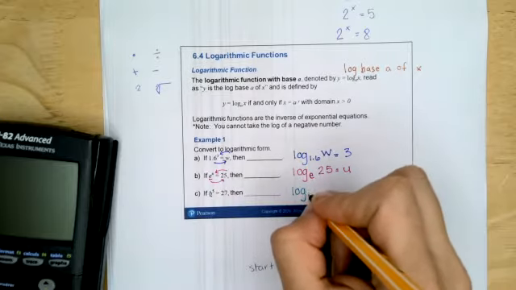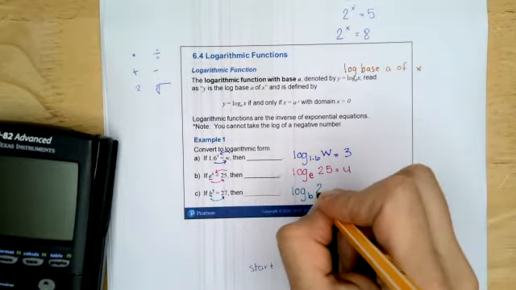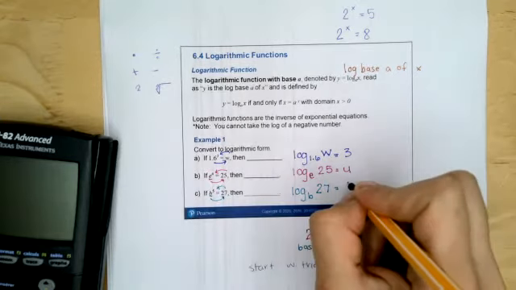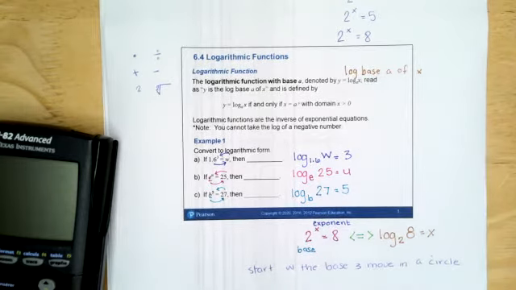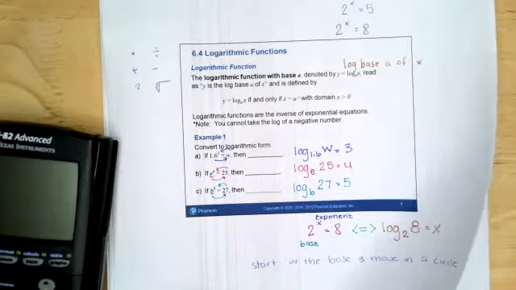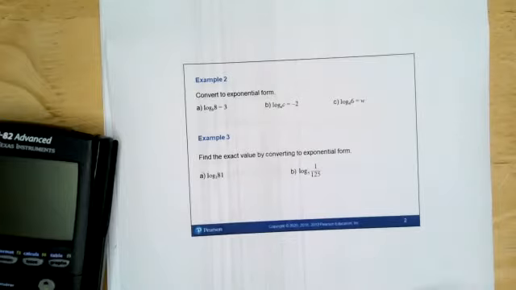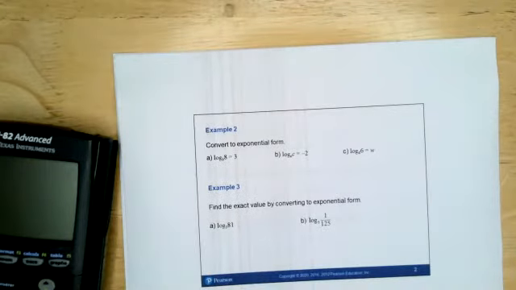Start with the base b. Log base b of 27 is 5. That is from exponential form to logarithmic form. Now, from logarithmic form to exponential form, same, okay?